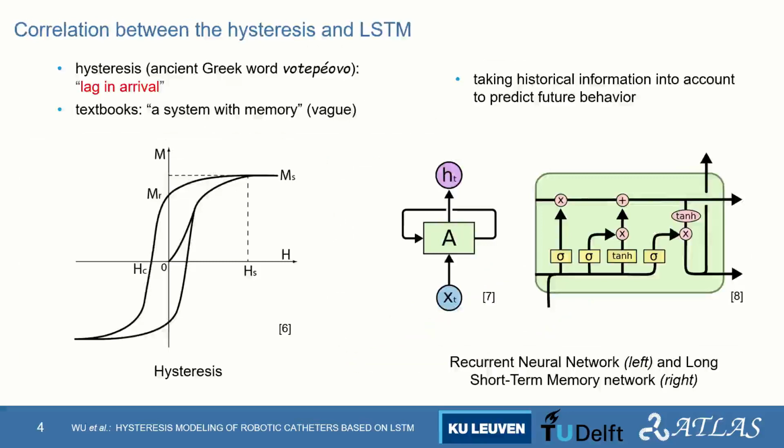Hysteresis originates from an ancient Greek word which means lagging arrival. A system is said to exhibit hysteresis if it has a sort of memory, which means the output of a system not only depends on its current input, but also the historical input. Recurrent neural network was proposed as a tool to process sequential information. It takes historical information into account and utilizes knowledge to predict behavior at future time steps. A long short-term memory network is a type of RNN. Due to their correlation, it is logical to consider the use of LSTM to model hysteresis behavior.